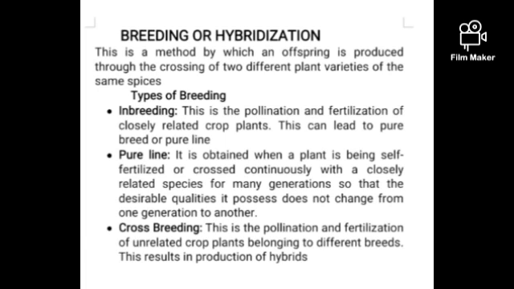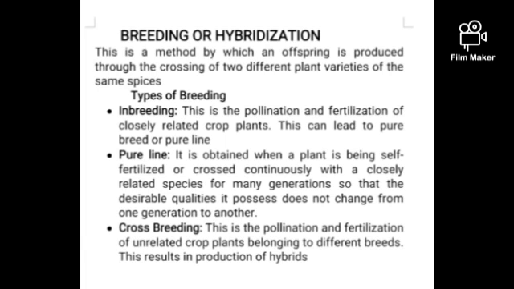Types of breeding. We have inbreeding, we have pure line, and we also have crossbreeding. When we talk about inbreeding, this is just the pollination and fertilization of closely related crop plants in order to retain certain desirable characteristics or traits, which can lead to pure breed or pure line.